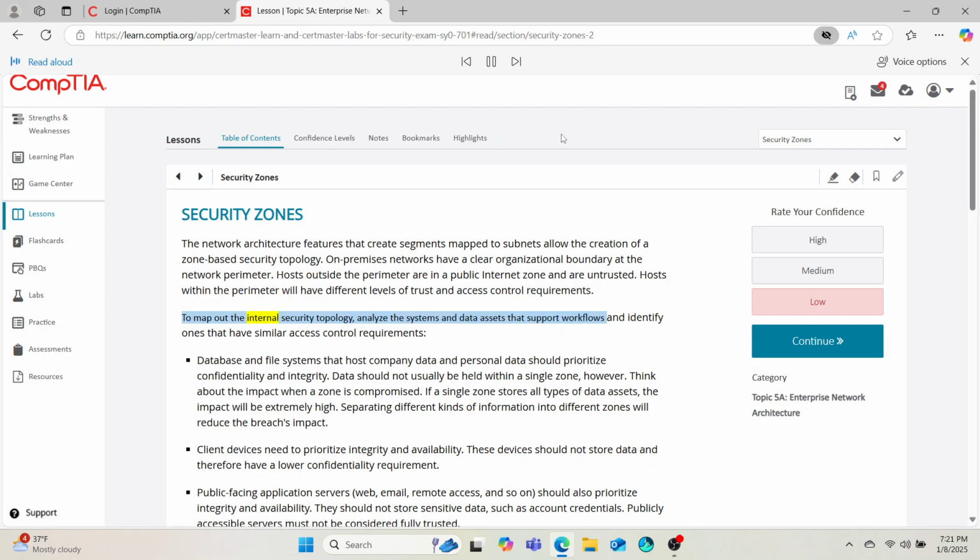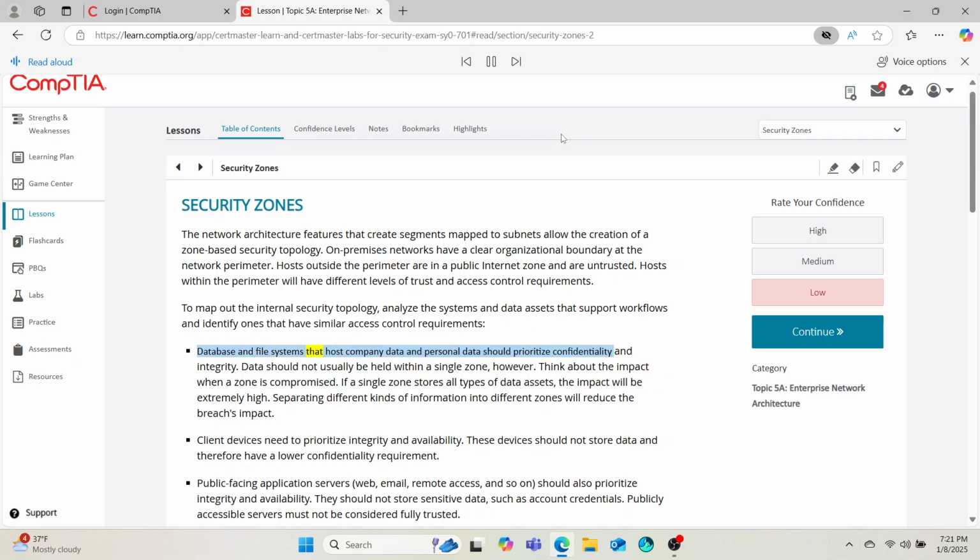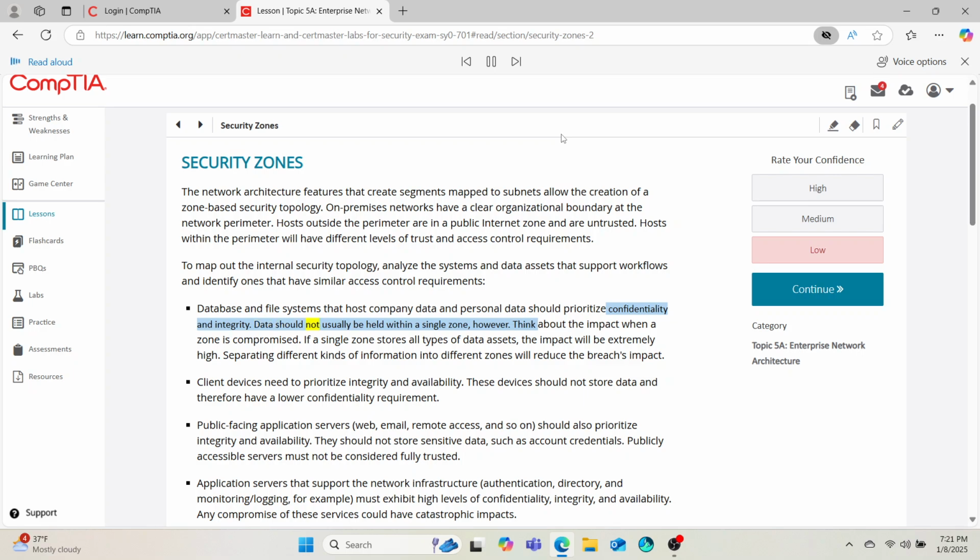To map out the internal security topology, analyze the systems and data assets that support workflows and identify ones that have similar access control requirements. Database and file systems that host company data and personal data should prioritize confidentiality and integrity. Data should not usually be held within a single zone, however.